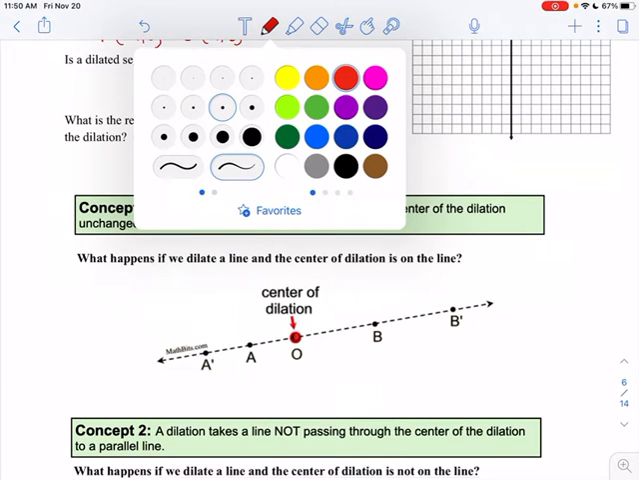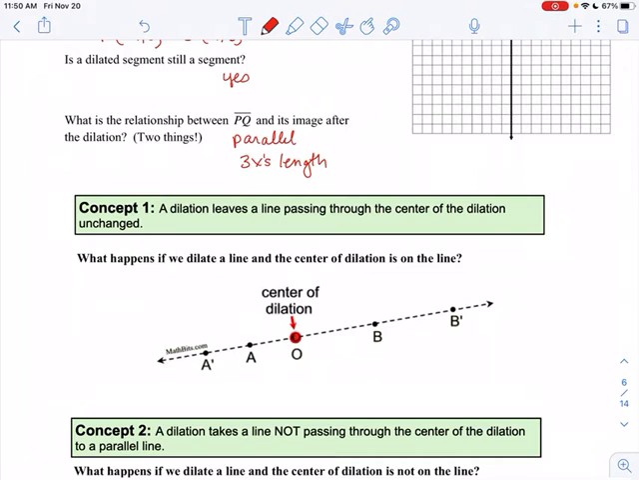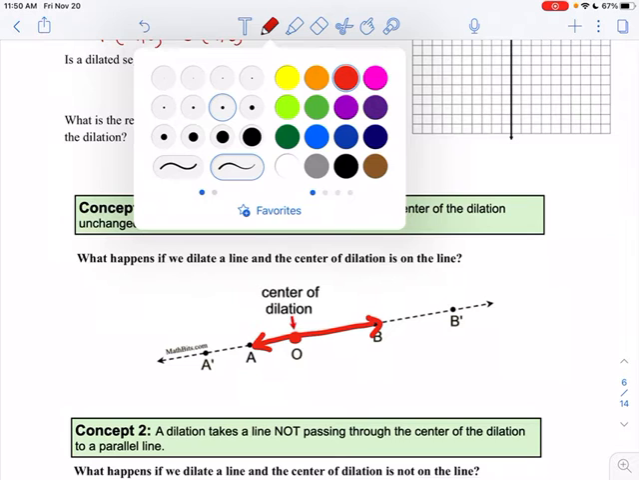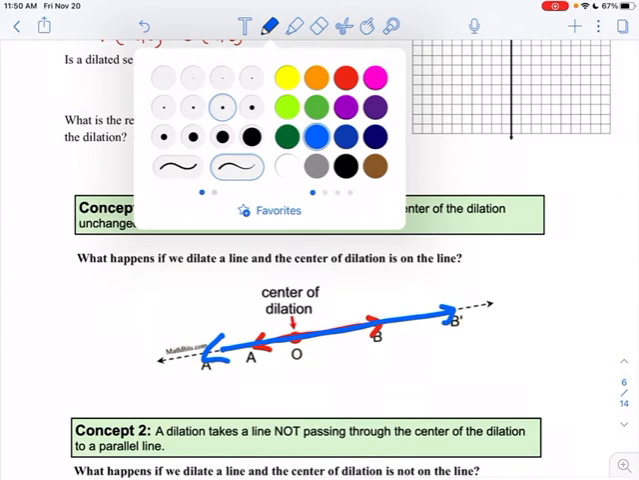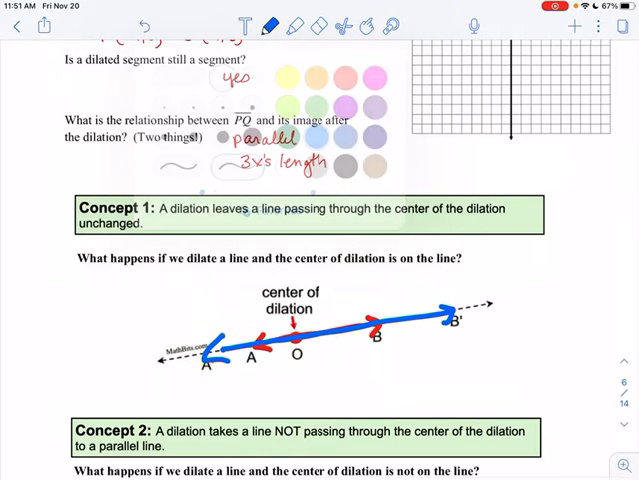Say that AB was a line. Here's AB, a line. And I dilate it from point O, which is on the line. Then I'm just going to get another line on the same line. So if I have a line, this is a line, so it does have arrows. If we dilate a line and the center of dilation is on the line, we get the exact same line. It's the same line.